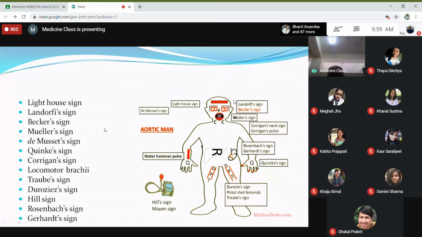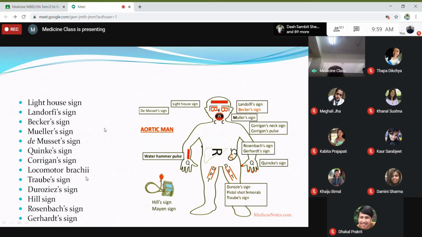Becker's sign is in the retinal vessels. You'll have a pulsation with each beat of the heart, a retinal pulsation. And Muller's sign is the movement of the uvula with each beat of the heart. And Corrigan's is the dancing, also called the dancing carotid sign. The carotid artery will be very prominent and looks like it is dancing.